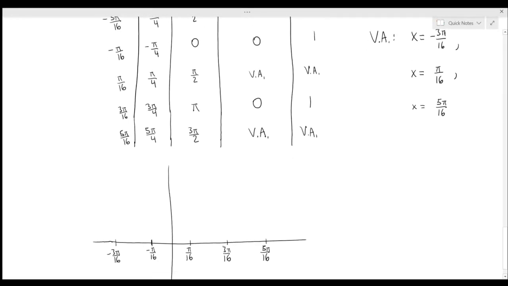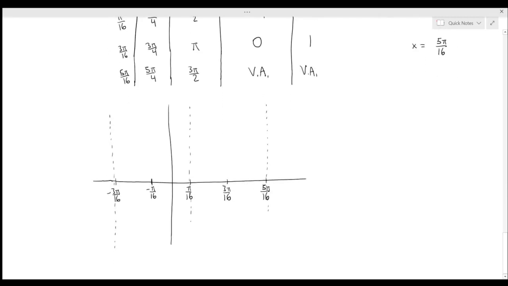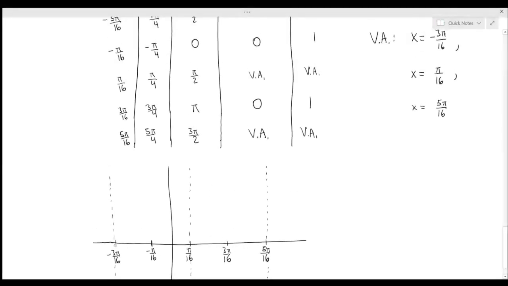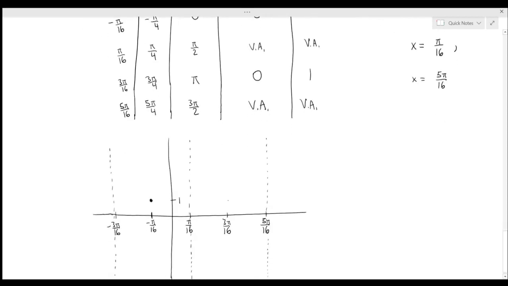Now we know that at negative 3 pi over 16, we should have a vertical asymptote. Also at pi over 16, and also at 5 pi over 16. So here's me labeling the vertical asymptotes. And then I know at negative pi over 16, we should be at a y value of 1. And same at 3 pi over 16, we should be at a y value of 1.